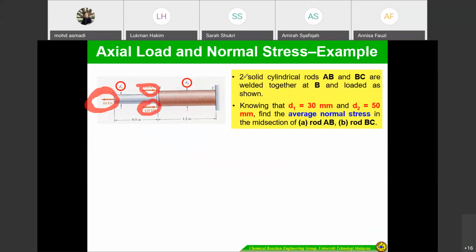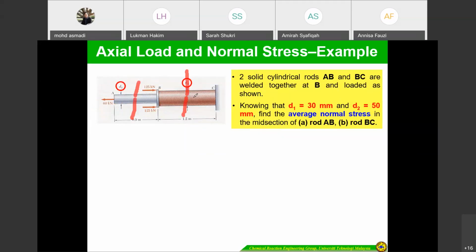It says that two solid cylindrical rods AB and BC are welded together at B and loaded as shown. Knowing that D1 is 30 millimeter and D2 is 50 millimeter, find the average normal stress in the midsection of rod AB, as well as rod BC. So we have to determine the average normal stress.